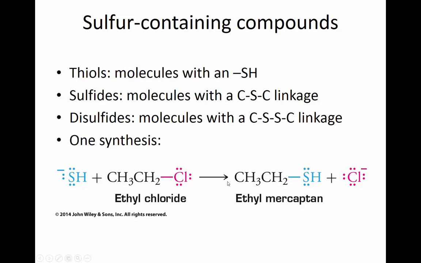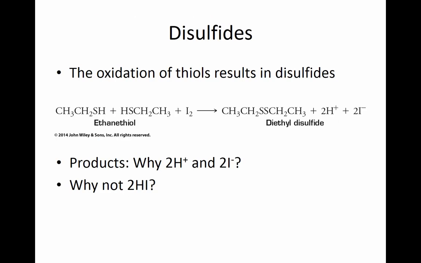And so again, this is a synthesis using ethyl chloride to make ethyl mercaptan. So that is partially what the synthesis of a thiol would look like. We can then oxidize thiols, and that results in disulfides. So we have two molecules of ethane thiol. We add some iodine to the reaction, and that will give us this oxidation product, this diethyl sulfide. And we end up with some protons and some iodide ions.